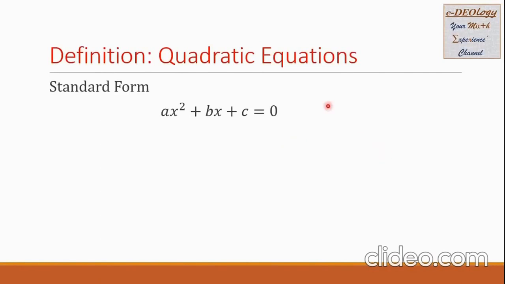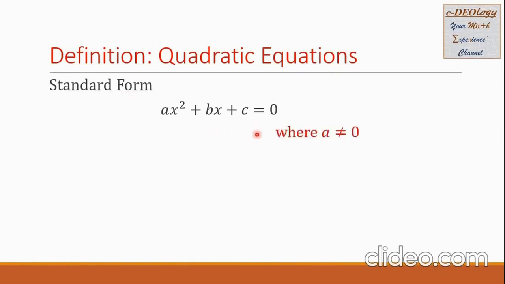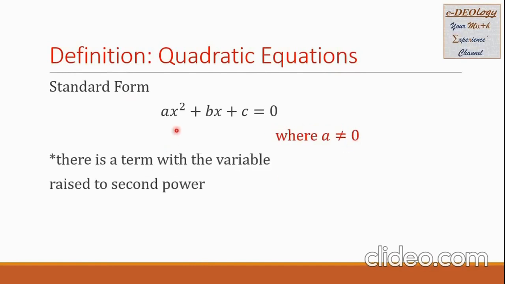First, let us define quadratic equations. Quadratic equations are of this standard form: ax squared plus bx plus c equals 0, but a should not be equal to 0. It means in a quadratic equation, there is a term with a variable raised to second power.